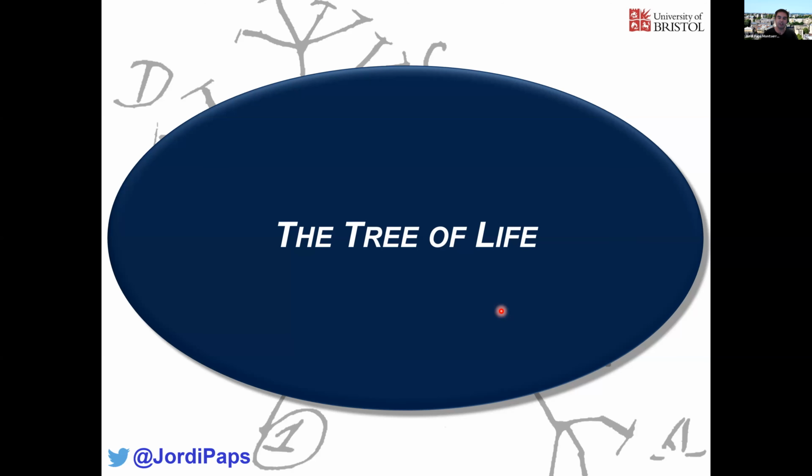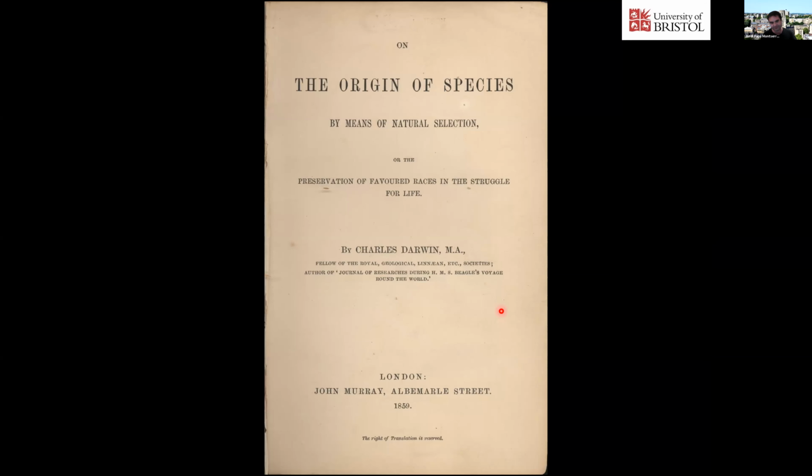All right. So I'm going to start from the beginning, talking to you about the tree of life. You are all familiar with this very important book, The Origin of Species, written by Darwin and published in 1859. And Darwin was British, was English, so this book is a big deal here.